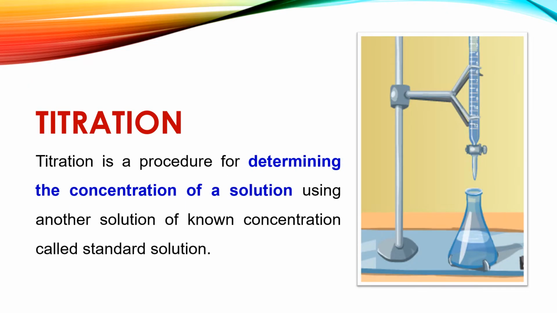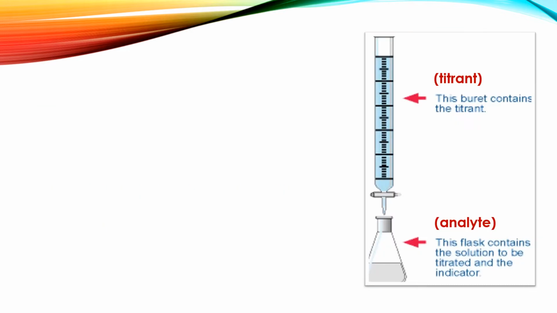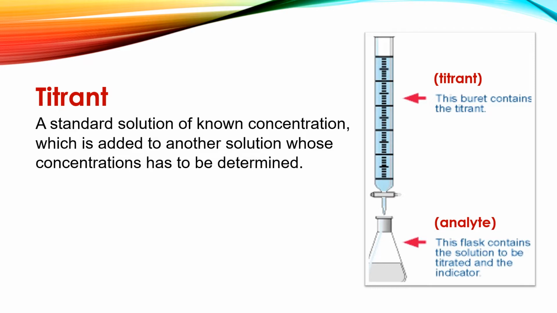Now, what is the meaning of titration? Titration is a procedure for determining the concentration of a solution using another solution of known concentration, called a standard solution. In a titration, we have two types of solution. First, the titrant. Titrant is placed in the burette. The titrant is defined as a standard solution of a known concentration which is added to another solution whose concentration has to be determined.